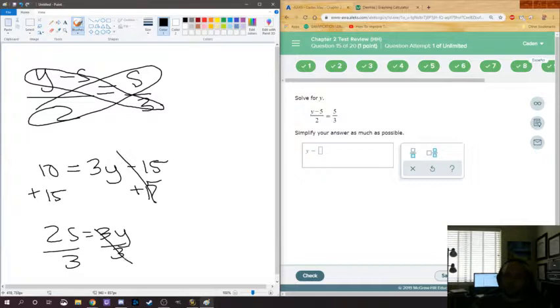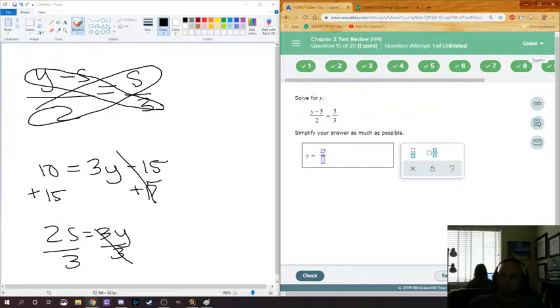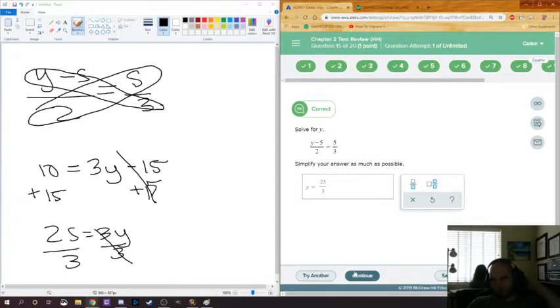And you can't actually divide 25 by 3. It's going to be some kind of repeating decimal. So this problem is actually okay if you just leave it as 25 over 3, because it doesn't say round to the nearest tenth or anything.